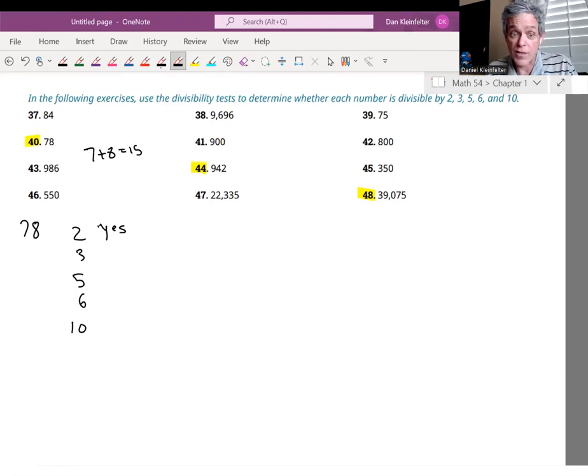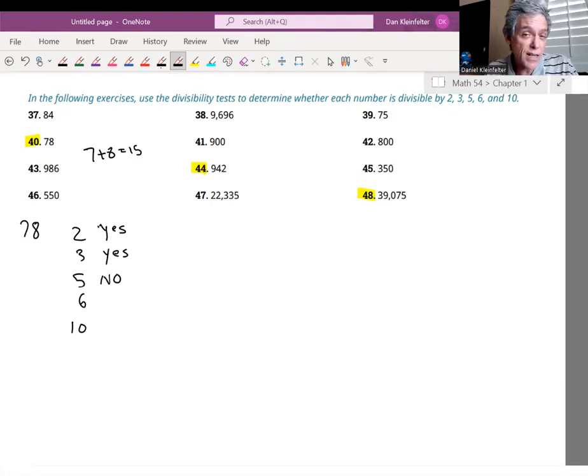And so that's divisible by 3. So it's going to be divisible by 3. 78 will be. Okay, 5, it ends in an 8, which is not either 0 or 5. So it's not going to be divisible by 5.